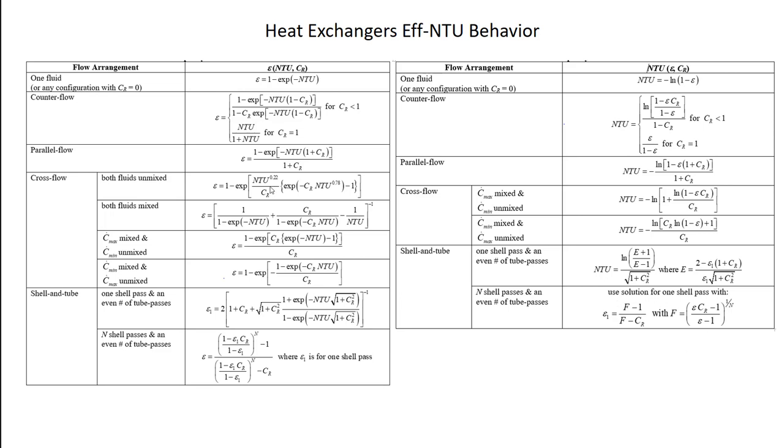So if I were to plot effectiveness, so let's take this one here. Effectiveness is a function of NTU for different capacitance ratios. I can reflect this entire solution in one graph. So I'm going to do that for a counterflow. I'm going to do that for a parallel flow. If you think about it, these are about as far apart as they can be in terms of the flow direction. And then I'll pick one of these cross-flow correlations as well, one of these mixed, unmixed versions.